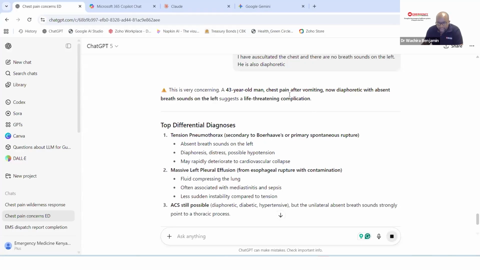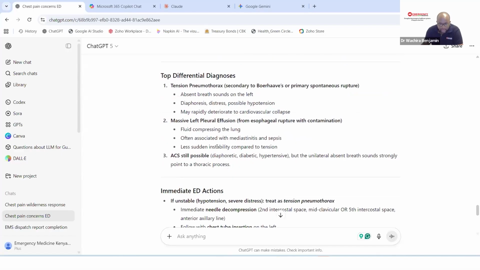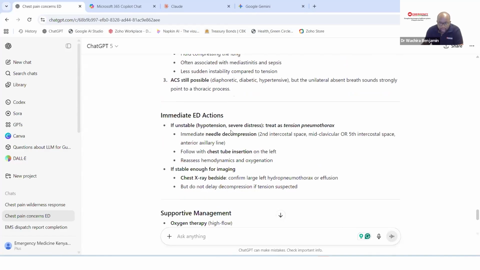So I've changed the scenario a bit. Now he has absent breath sounds on the left, and so tension pneumothorax is therefore a concern, with respiratory distress. Also a massive left pleural effusion. If unstable, hypotension, severe, treat as tension pneumothorax: needle decompression in the second intercostal space. Now again, the AI will not do the needle decompression. Unfortunately, that will have to be you as a healthcare provider. Then chest tube insertion on the left.